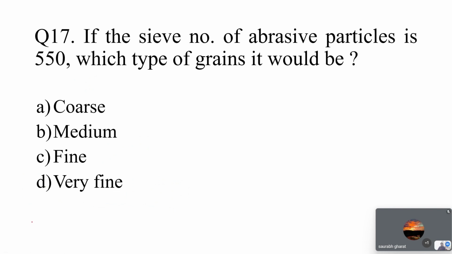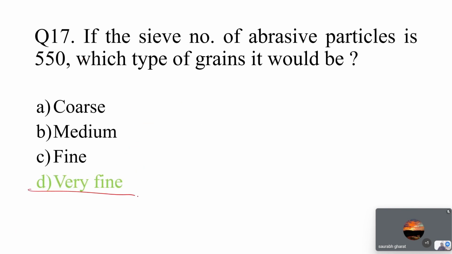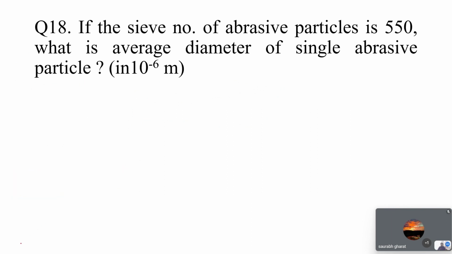In which sieve number is the average particle size appropriate? The sieve number is 550. The range is from 220 to some 600. What is this range? It is the verified range, so the answer is verified. Again simple. If the sieve number of abrasive particles is 550, what is the average diameter of a single abrasive particle? Just calculate it right now.